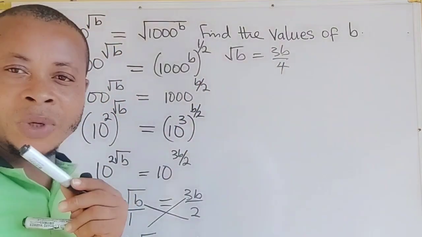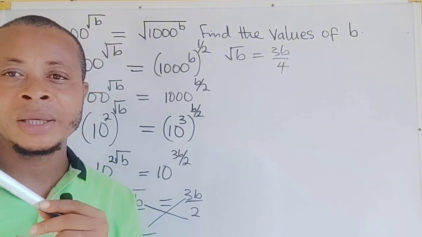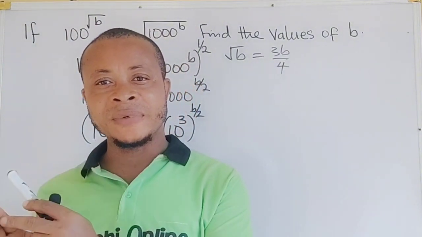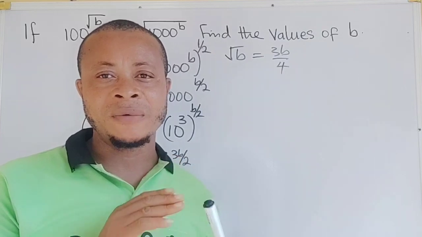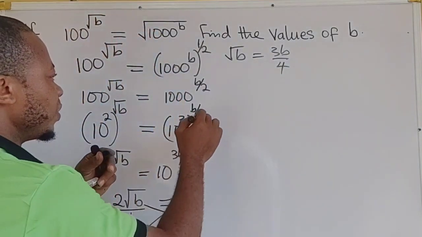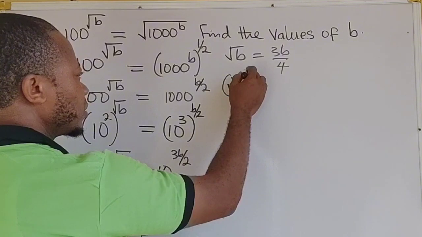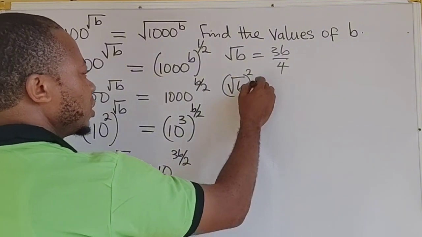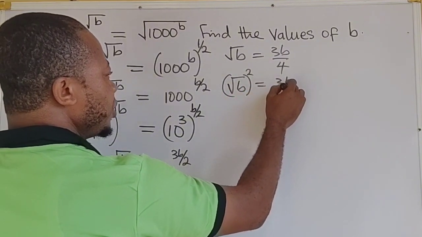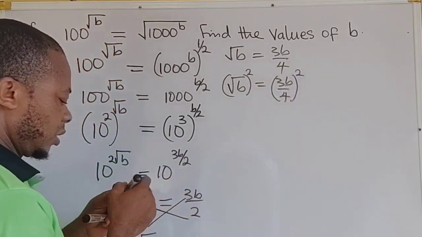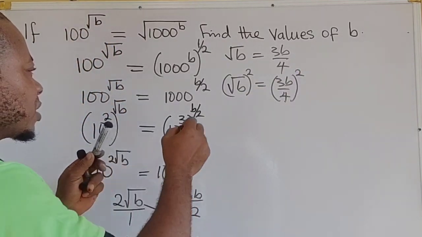Now, the next thing will be to remove this square root. How do we remove the square root? We can remove the square root by taking the square of both sides. We take the square of the left side and we take the square of the right side. So this will be the square root of b, raised to power 2, equals 3b over 4, all of them squared.